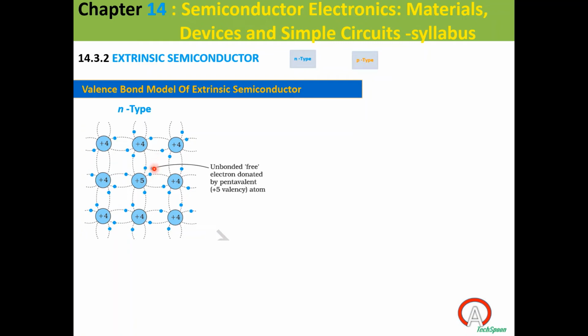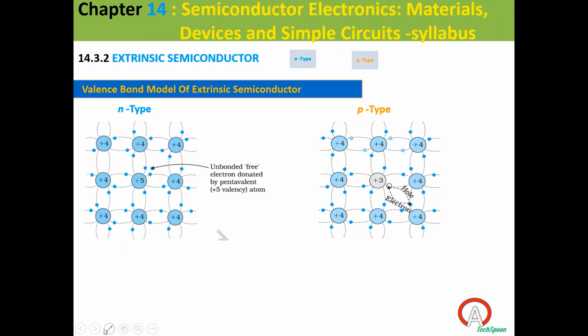These electrons are free, right? So this can easily move to the conduction band. But in the case of P type, in the same way, what will I add? I will add a trivalent atom or impurity, that is boron. Boron has how many valence electrons? Boron has 3 valence electrons, as shown here.